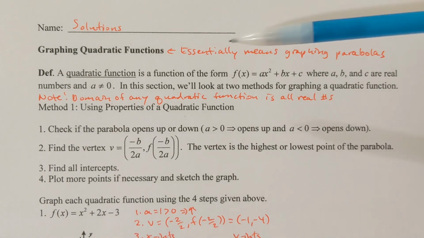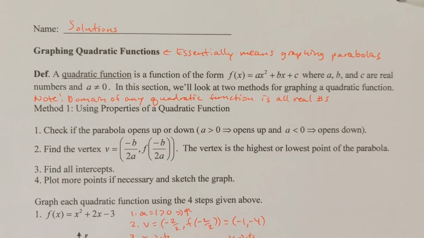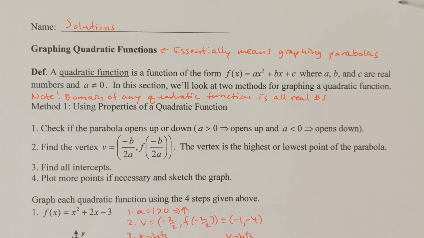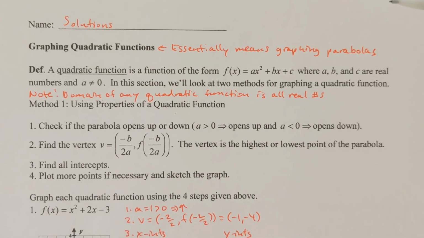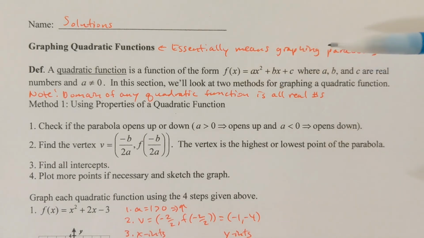Definition: a quadratic function is a function of the form f(x) = ax² + bx + c, where a, b, and c are real numbers and a is not equal to 0. In this section, we're going to look at two methods for graphing a quadratic function. As a note, the domain of any quadratic function is all real numbers.